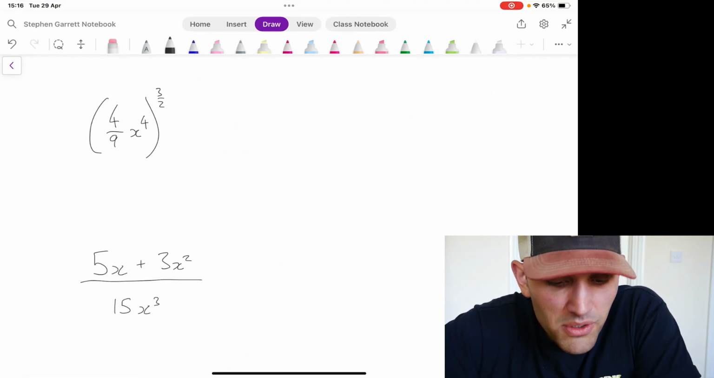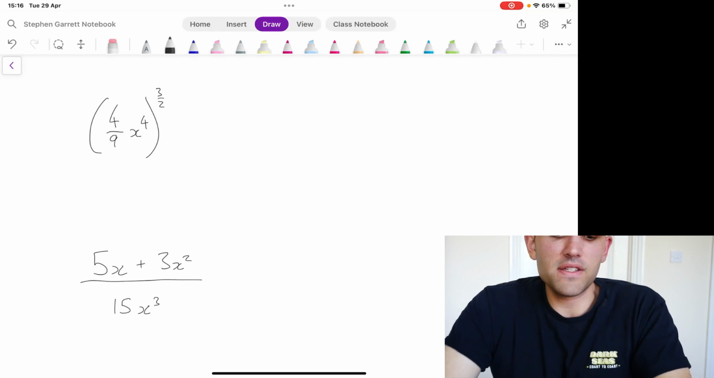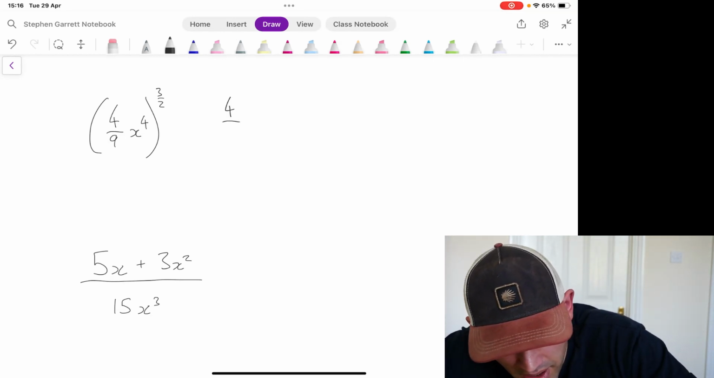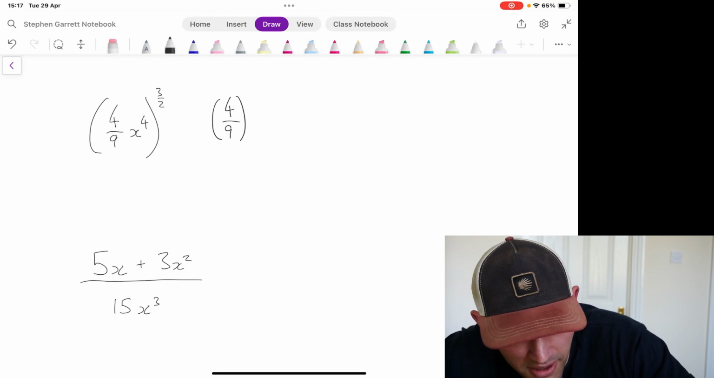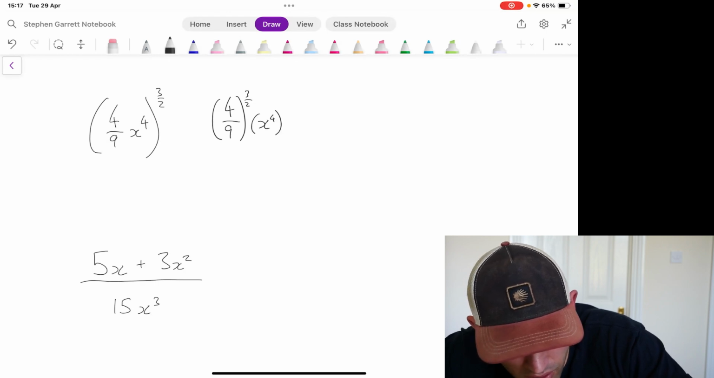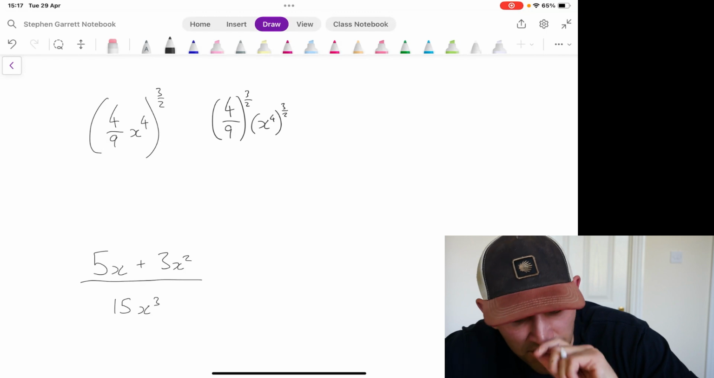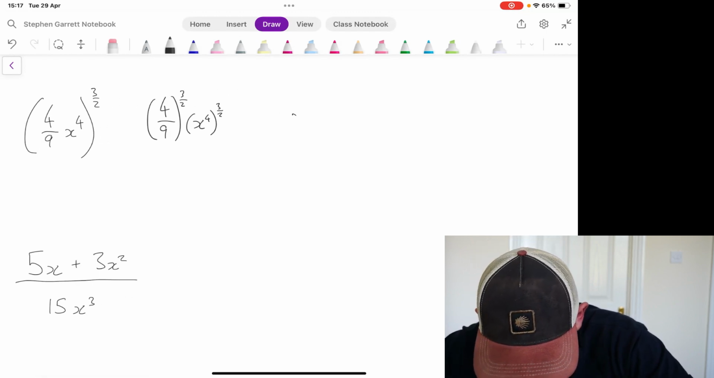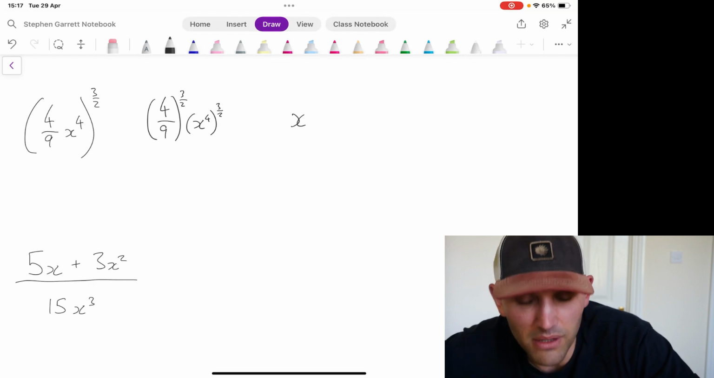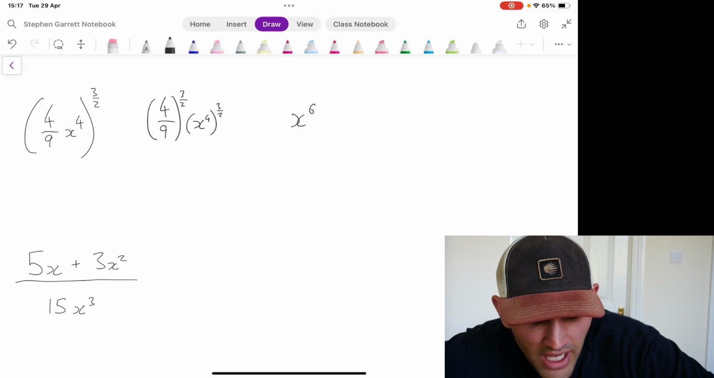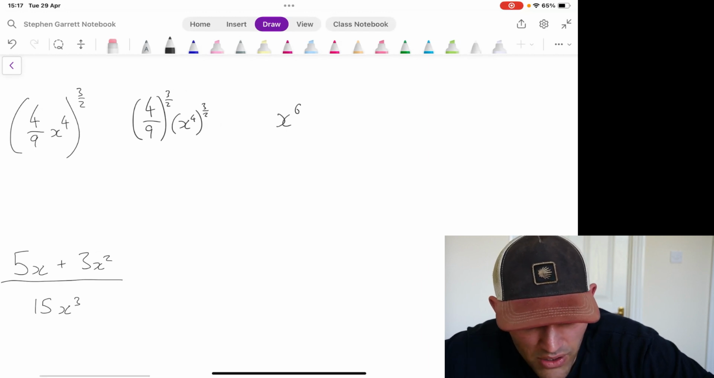Okay, next one, here we go. 4/9 multiplied by x to the 4, all to the power of 3 over 2. So the first step I'm going to do is split this up and apply that power to both of the multipliers here. So 4 over 9 to the power of 3 over 2, times by x to the 4 to the power of 3 over 2. Let's just deal with the x first, because that's probably the simplest one. So that's going to be x to the power of 3 times 4 is 12, divided by 2 is 6. Let's leave that there while we deal with this other thing.